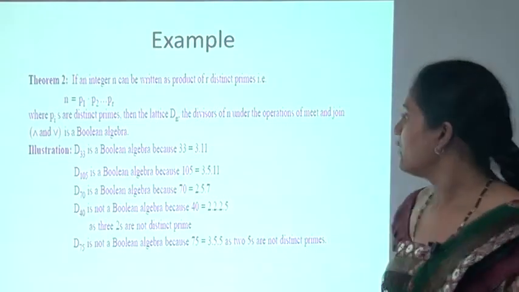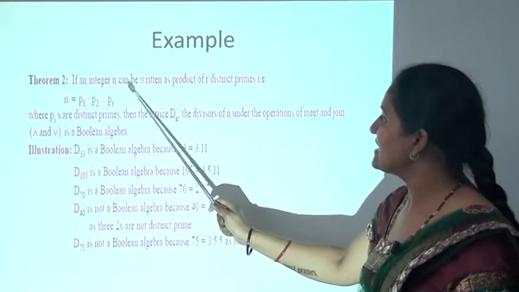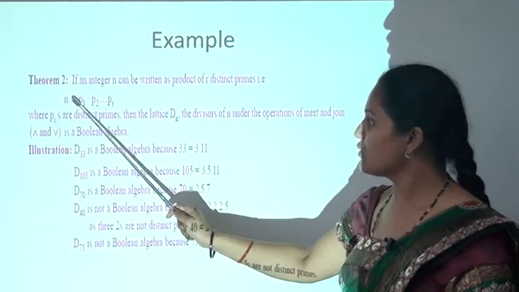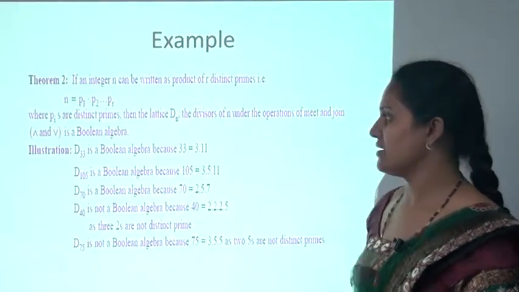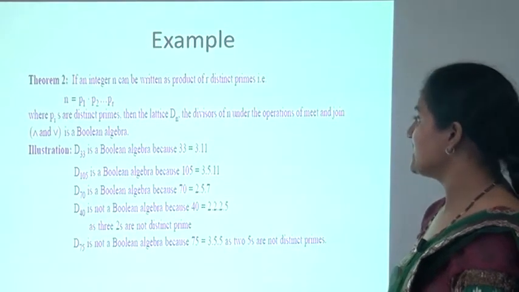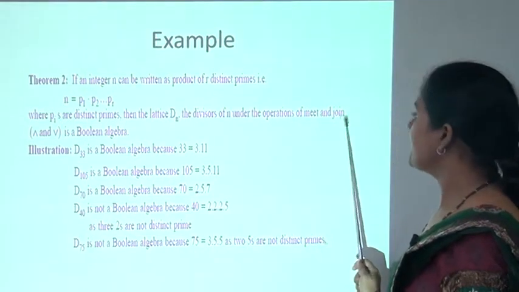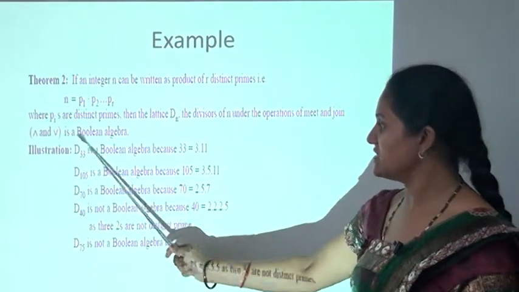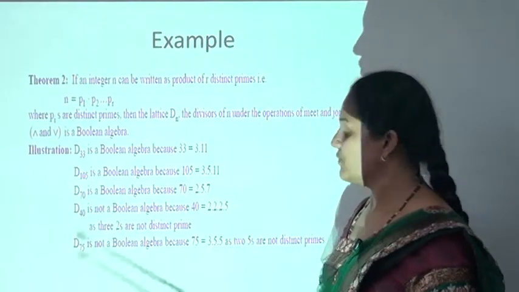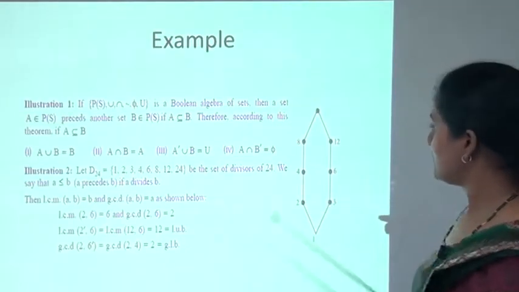Okay, now let's take the theorem. If an integer n can be written as a product of r distinct primes, meaning n equals p1, p2 to pr, where the pi's are distinct primes, then the lattice Dn, the divisors of n under the operations meet and join, is a Boolean algebra. This is our theorem. Using this theorem, we have discussed this example also.